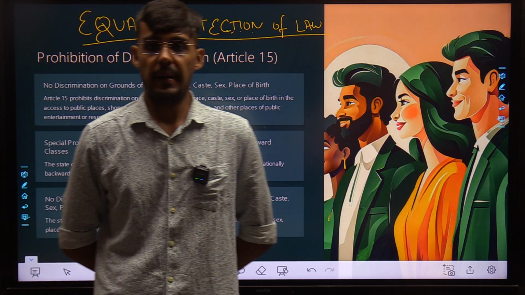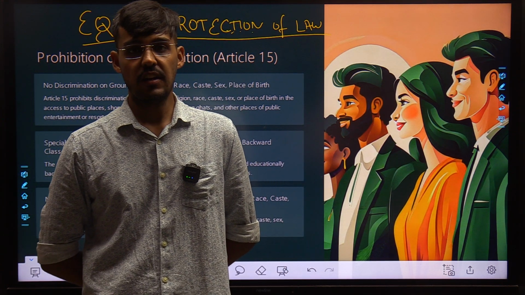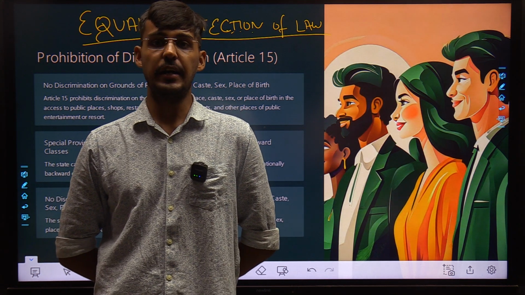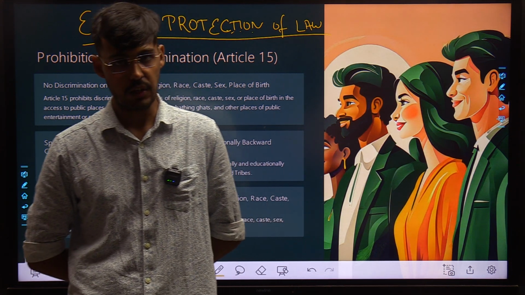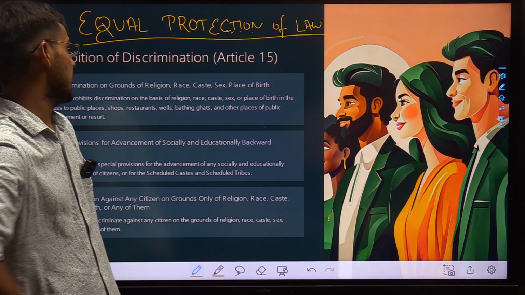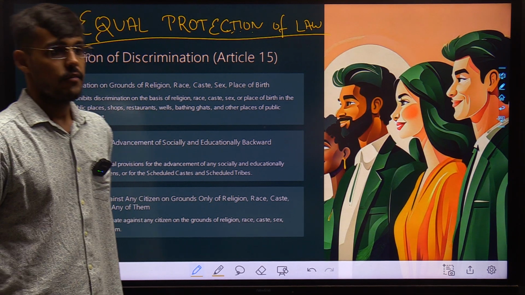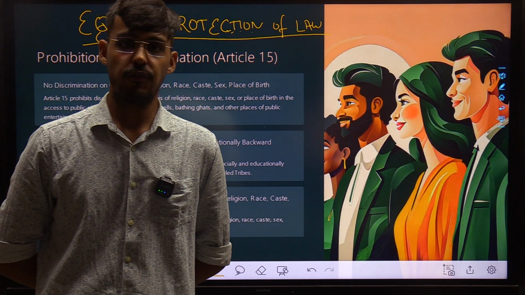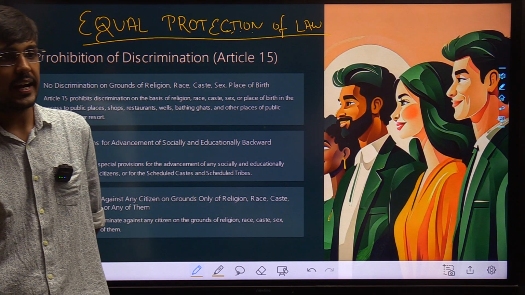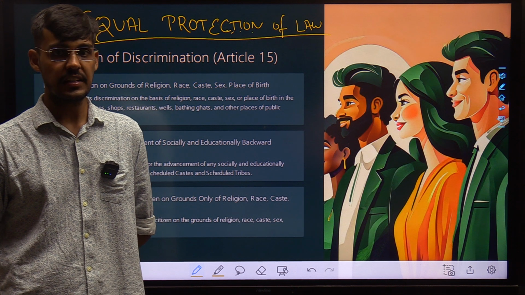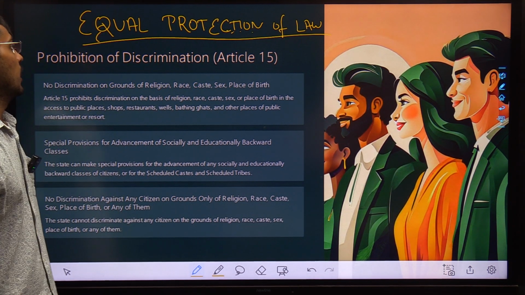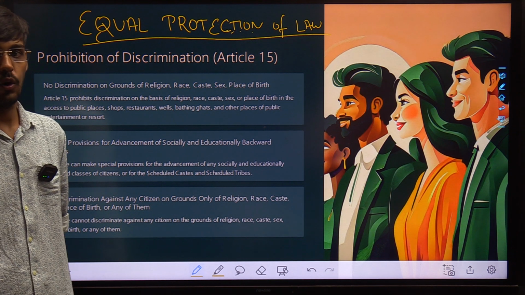Equal protection of law implies that if there are certain weaker sections in the society that demand more protection as compared to the other uplifted sections of the society, then we have to give them special treatment. This is the meaning of equal protection of law. One of the prime examples of equal protection of law is the concept of reservation. The scheduled castes, scheduled tribes and the OBCs are given certain reservation in jobs and education. This is an example of equal protection of law.